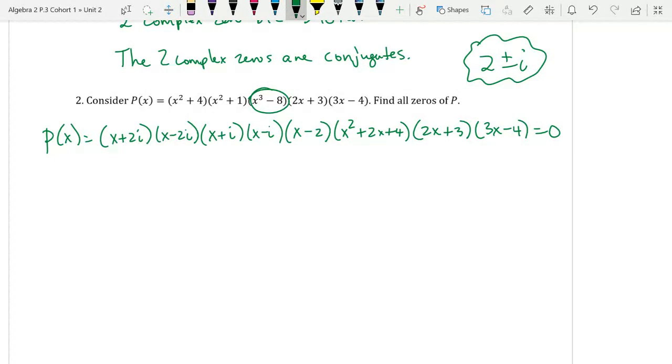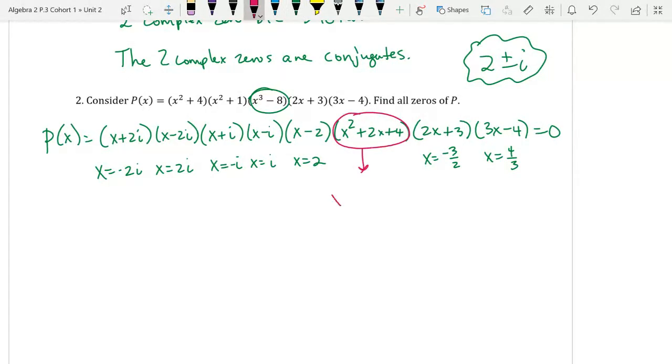So there are going to be 1, 2, 3, 4, 5, 6, 7, 8, 9 solutions. This is a 9th degree polynomial. We've now set it equal to 0, so we can find the zeros. So I'm going to get a 0 of negative 2i, positive 2i, negative i, positive i, positive 2. This one we'll do later. This one's negative 3/2: subtract 3, divide by 2. This one's positive 4/3: add 4, divide by 3. Now there's one that I skipped here. The reason why I skipped it is this is not factorable. We have to use the quadratic formula.